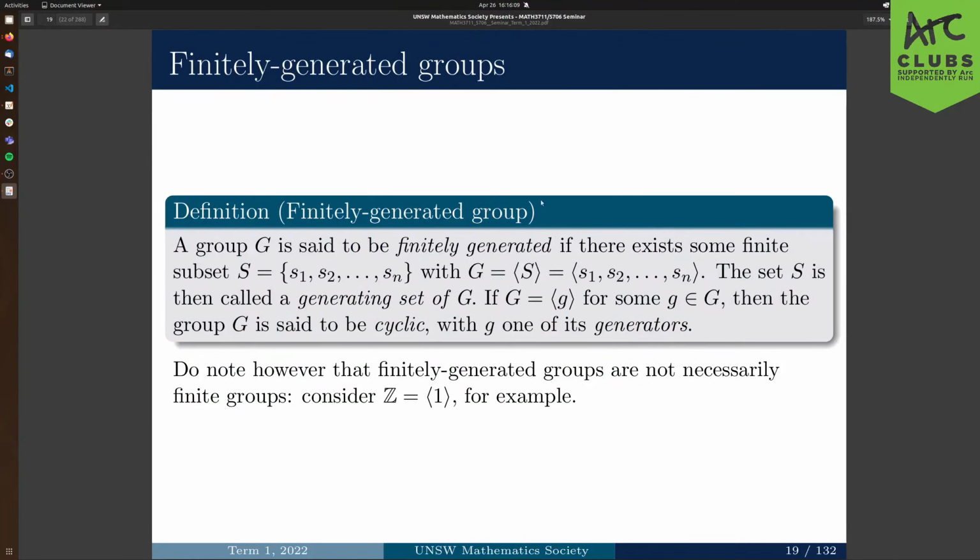We'll talk about generated subgroups quite a lot in this seminar. One example is that these finitely generated groups are not necessarily finite. You've got the integers as a counterexample of that. They're generated by 1.